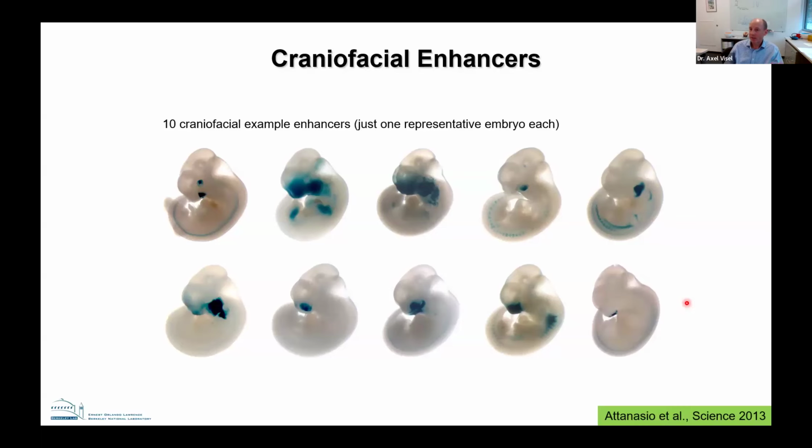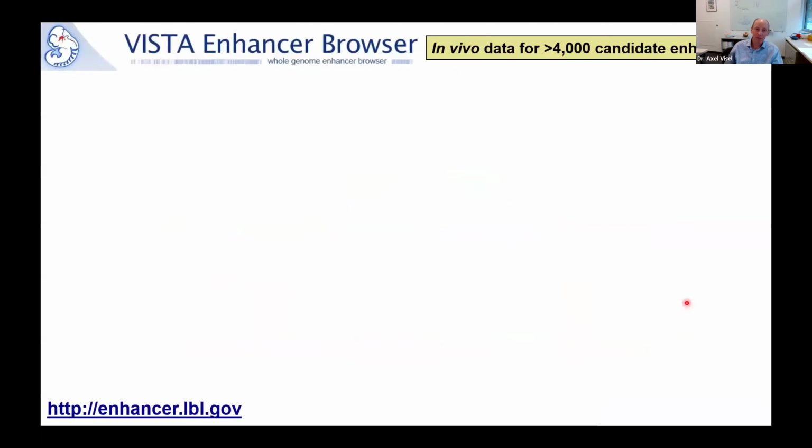Now, these are just 3 examples of publications. You don't have to look at these publications if you want to find the enhancers. We have a convenient database called the Vista Enhancer Browser that can be found at this URL, enhancer.lbl.gov. Here we deposit all of the results from our published studies. And you can browse this for your favorite gene. You can browse it for your favorite tissue.